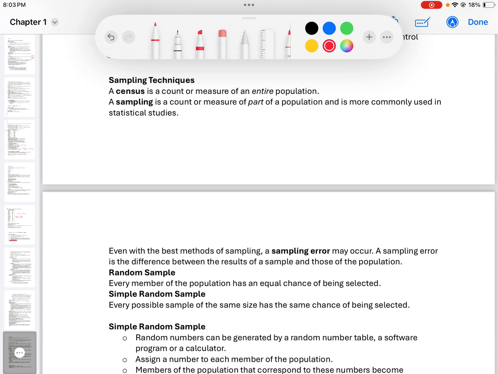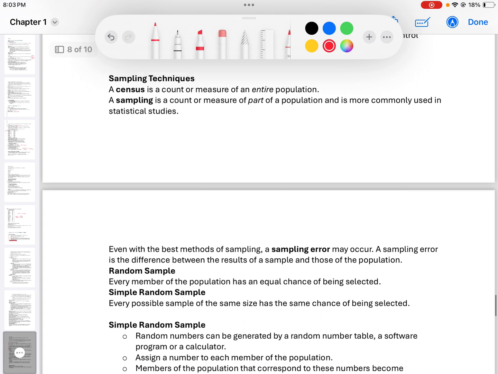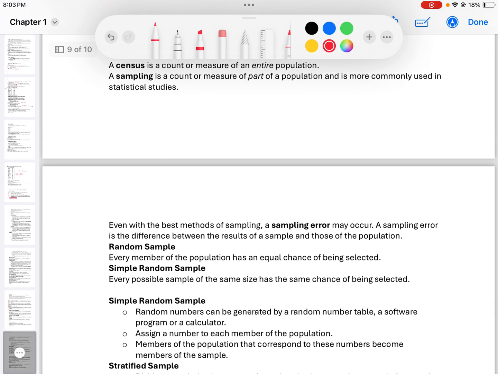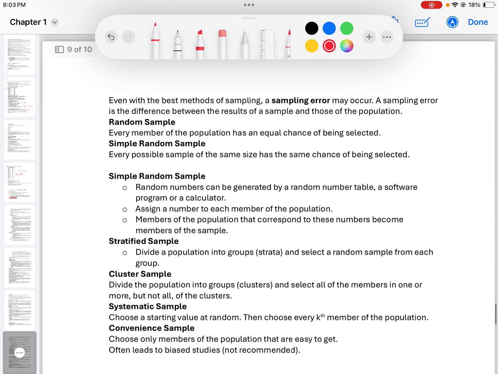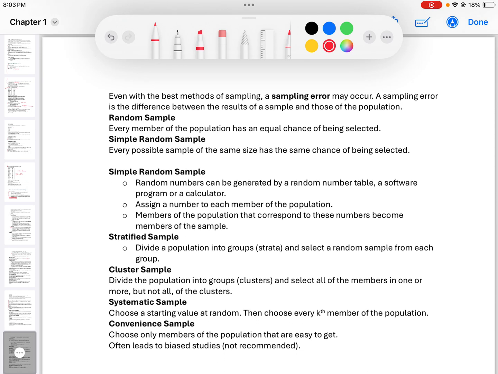Sampling techniques. You have a census, which is a count of the entire population. A sampling is a count of part of the population and is more commonly used in statistical studies. Even with the best methods of sampling, a sampling error may occur. A sampling error is the difference between the results of a sample and those of the population.